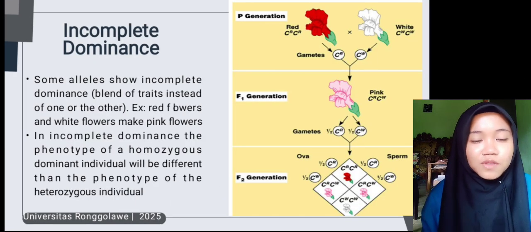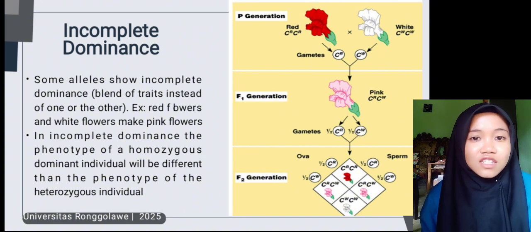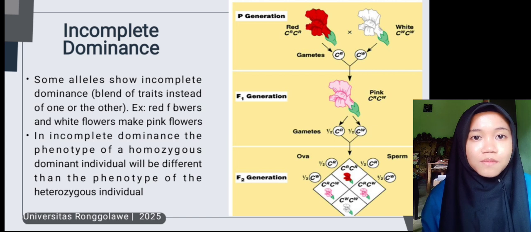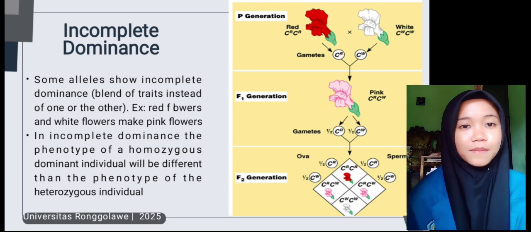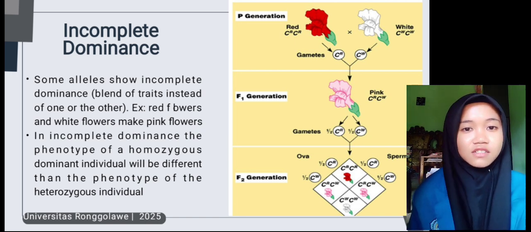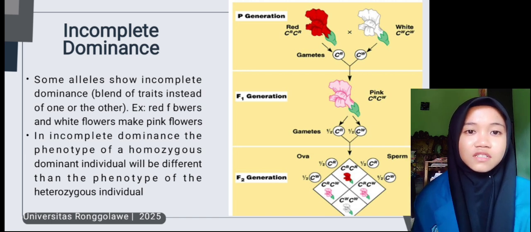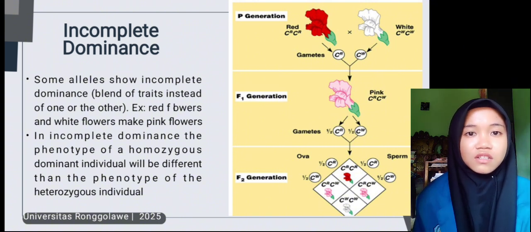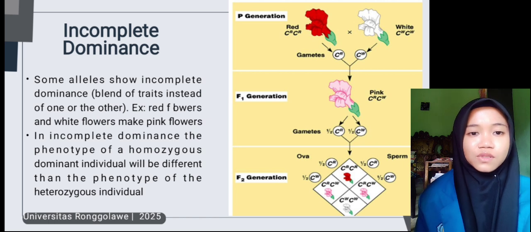However, in incomplete dominance, some alleles show a blend of traits instead of one or the other. For example, red flower and white flower making pink flower. In incomplete dominance, the phenotype of a homozygous dominant individual would be different than the phenotype of the heterozygote individual.